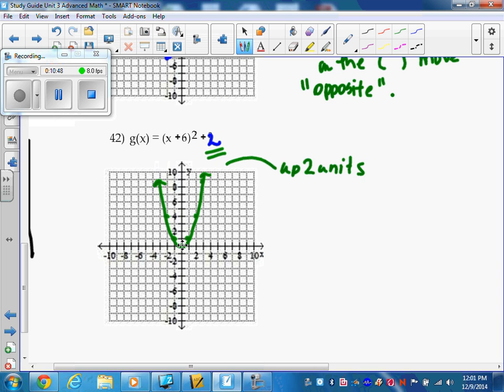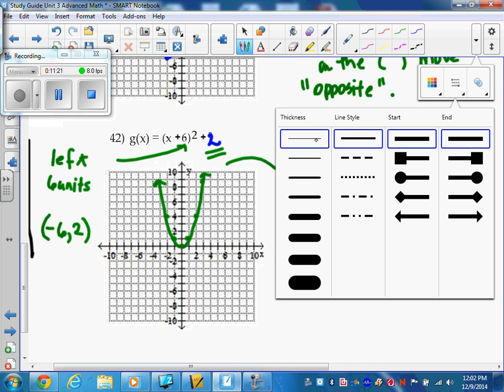And this piece moves your function right and left. In this case, it will be left 2, because remember, in the parentheses is opposite of what's kind of instinctive. So this is going to be left 6 units. So your new vertex is negative 6, 2. Okay, so this is going to be the parabola that you're moving. So this would be an alternate way to explain your work there.